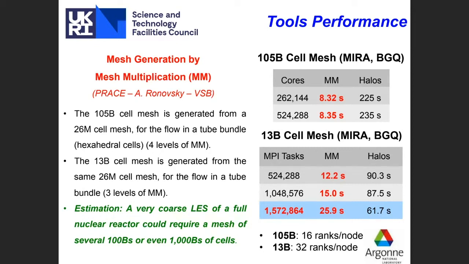Now, in terms of timing, basically mesh multiplication is much faster than creating the halo cells, and you see we could run up to 500,000 cores for the 105 billion cell mesh in only 8 seconds, and for the 13 billion cell mesh, even if the mesh multiplication scales, it is still much faster than computing the halos.